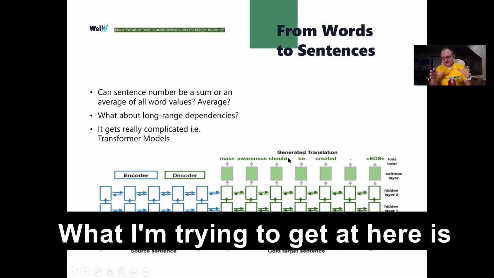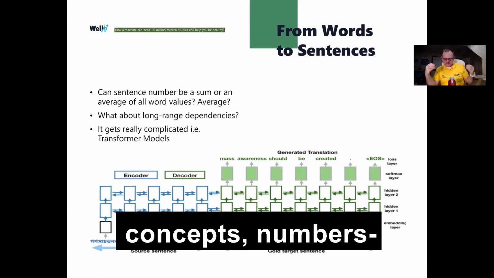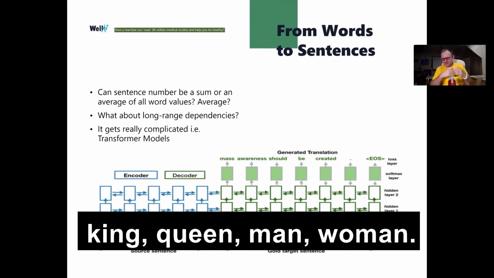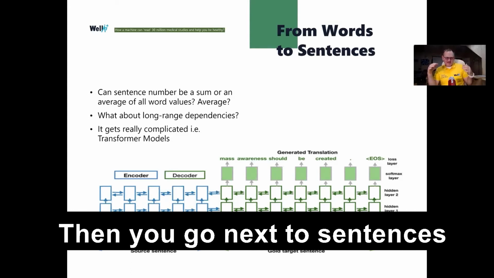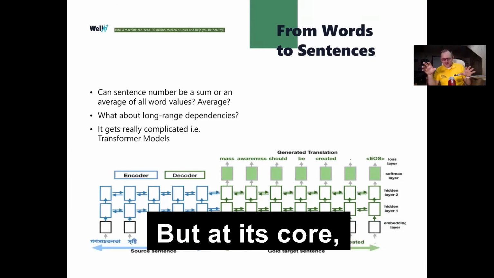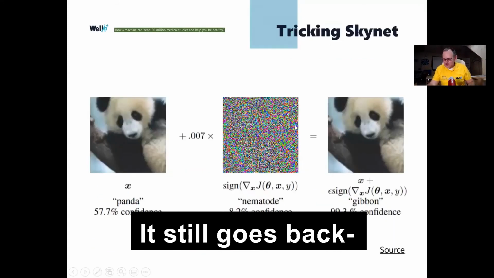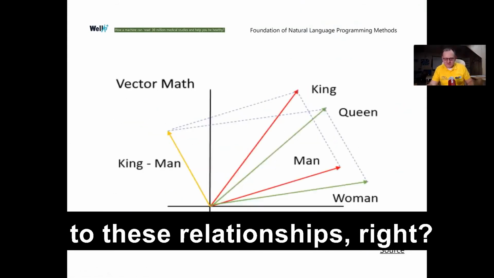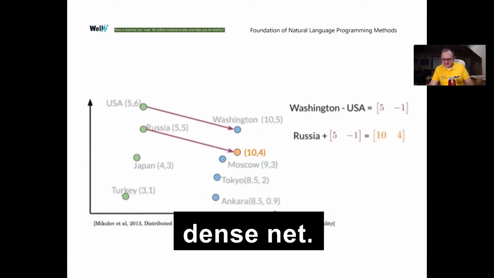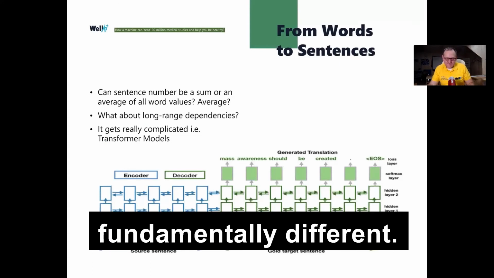What I'm trying to get at here is not that you have to memorize this, but that you start with very simple concepts. Words have numbers, and they have relationships: king, queen, man, woman. Then you go next to sentences, and you can make this really, really complicated. But at its core, it's nothing more than what I showed you in previous slides, right? It still goes back to these relationships. It finds relationships. It just does it in a very dense net, but it is not fundamentally different.